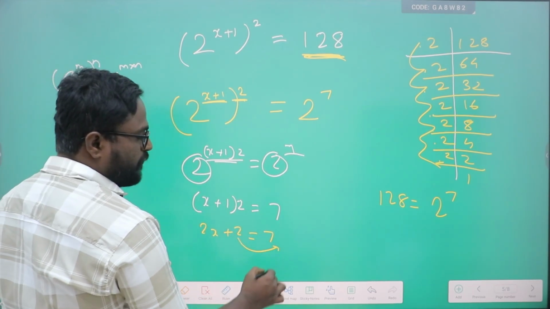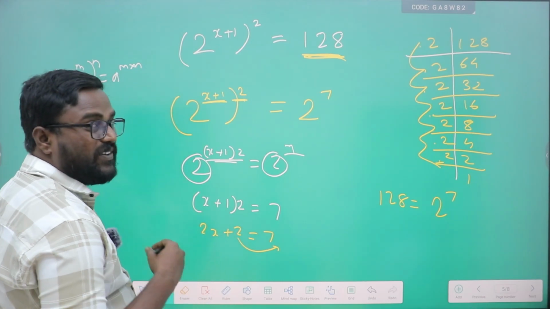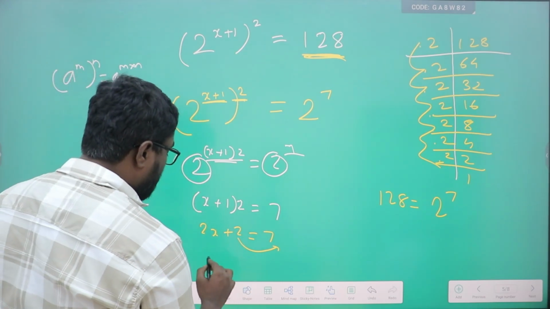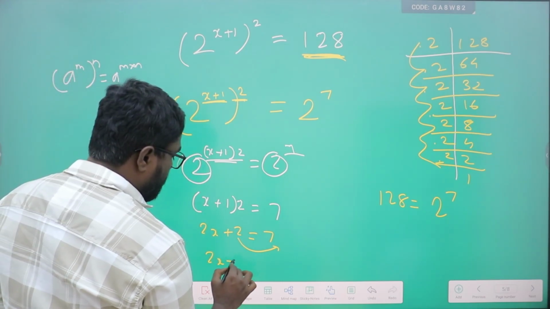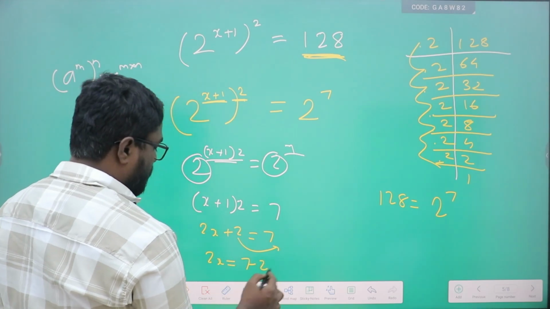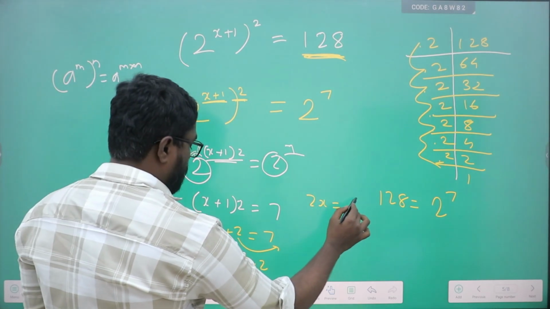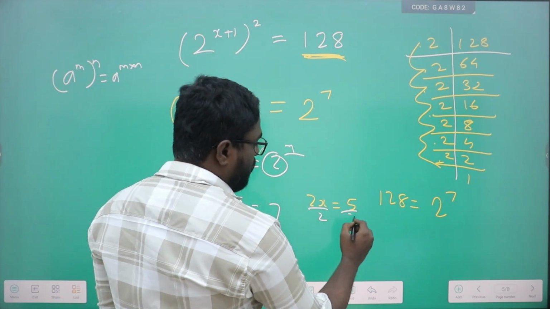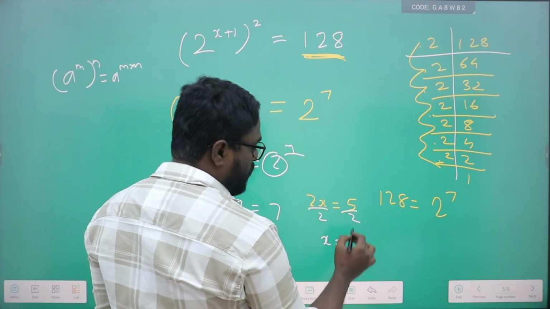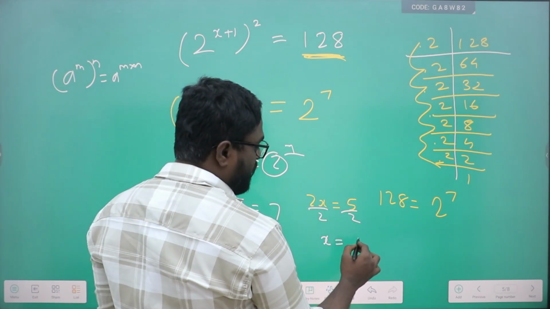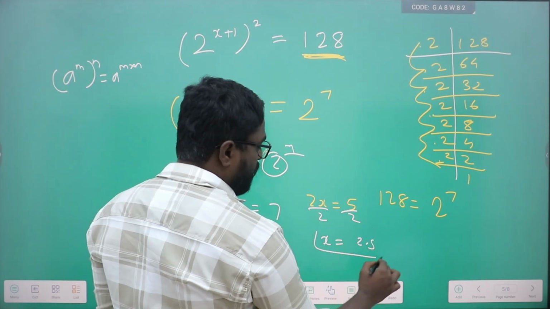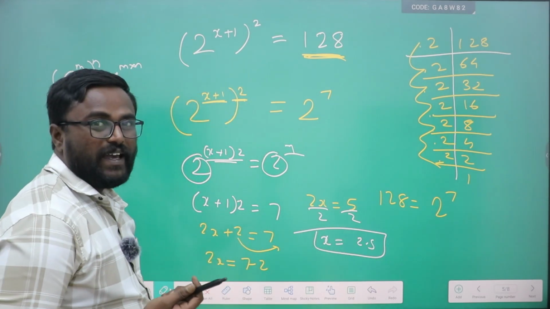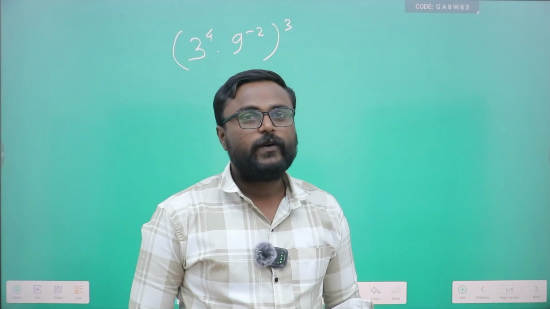I'll just send this 2 to the right hand side, or I will just subtract 2 from both sides. What will I get? 2x equals 7 minus 2. So 2x equals 5. Divide both sides by 2. What do I have? x equals 5 over 2, which is nothing but 2.5. Therefore, I have my answer with me. Let's move on to the next question.